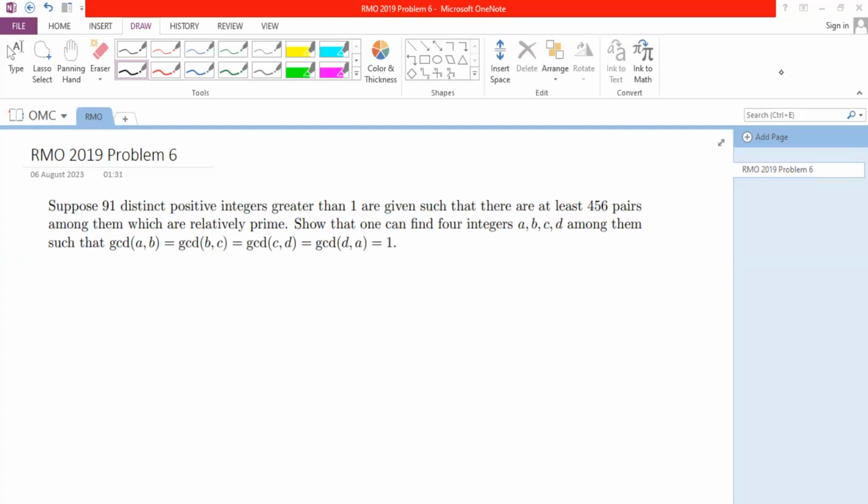which are relatively prime. Show that one can find 4 integers a, b, c, d among them such that GCD of a, b is 1, GCD of b, c is also 1, and GCD of c, d is also 1, and GCD of d, a is also 1.